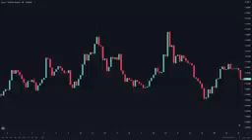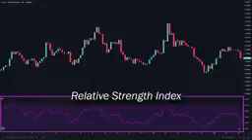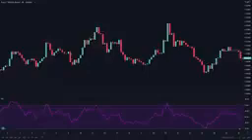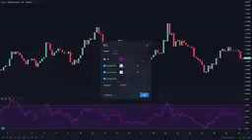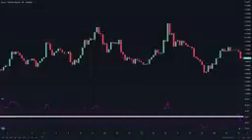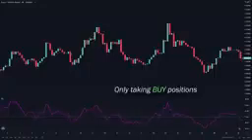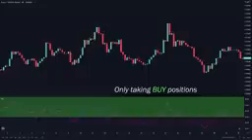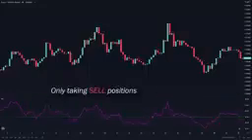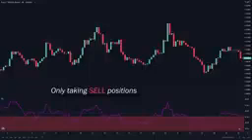Now, another indicator that can also help you confirm a price breakout pattern is the RSI. But first, we need to make a couple of adjustments to the indicator. So you want to go to the indicator settings and change these two values to 50. So now you'll have a single line in the middle like this. And the way we implement the RSI in our strategy is by only taking buy positions if the RSI is above the 50 line, and only taking sell positions if the RSI is below the 50 line. So let's look at this strategy in action.